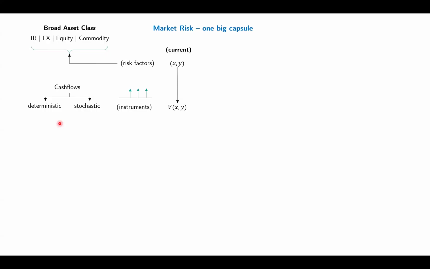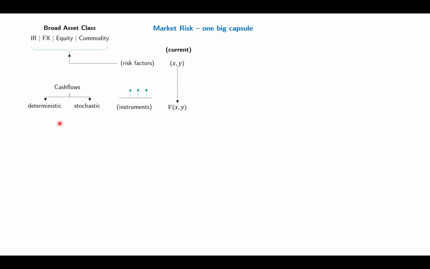I'm just ignoring default for now. Default is really the domain of credit risk, but sometimes there are default events that we have to capture under market risk as well. For example, if you have instruments that you are trading on your trading book, then the issuer can default, and that is not captured anywhere else, so you have to capture it under market risk.